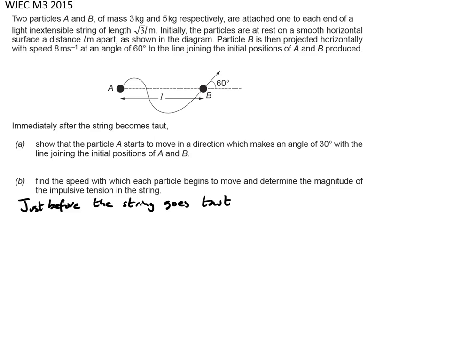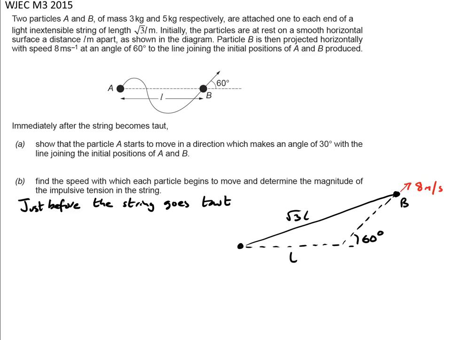So we'll try and draw the diagram just before the string goes taut. Now just before the string goes taut, A will still be stationary in its initial position, but B will have moved for a length of time with a constant velocity of 8 meters per second at 60 degrees to the initial line joining A and B. So our picture is going to be like that.